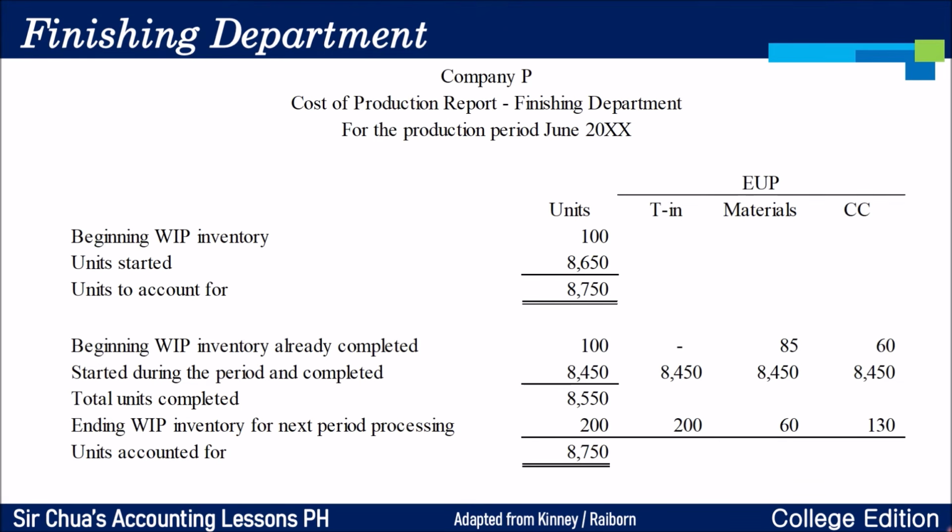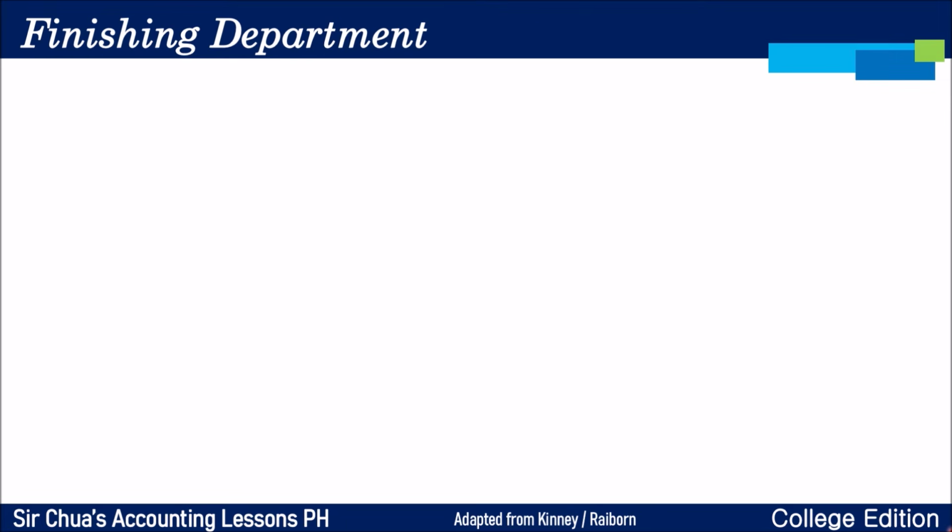So, going back to our problem, we get the total EUP for transferred in is 8,650, for materials is 8,595, and for conversion cost is 8,640. Okay? So, we're now ready to compute for your cost per EUP. Para po sa ating cost per EUP, concern lang po kasi natin kapag FIFO. Dahil nga po FIFO, una-una. So, we're more concerned on the current costs only.